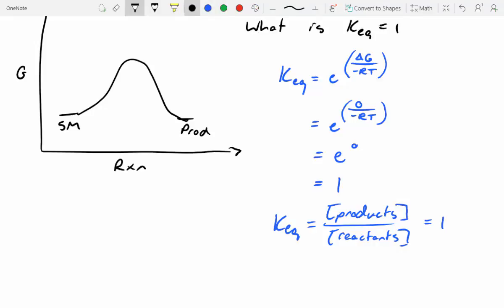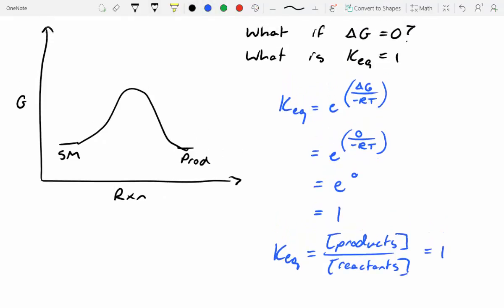Is that what is KEQ1, or is that what is? It should have been what is KEQ question mark. Sorry. My brain was going too fast.